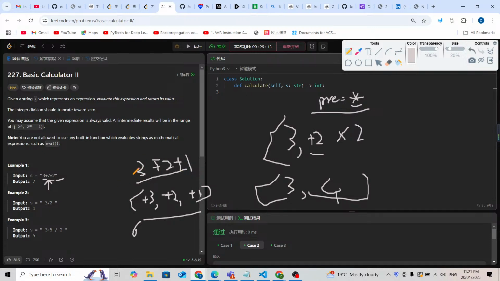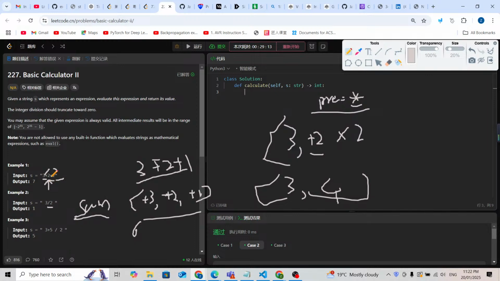We can put all the numbers inside of the stack, and then calculate the sum of the stack to get the final result. Now, we have multiplication and division, so if we come across a multiplication sign, it means I have a priority. So I need to calculate this 2 times 2 first.